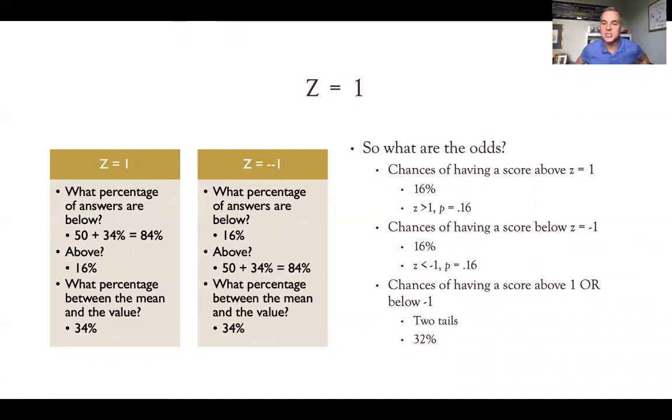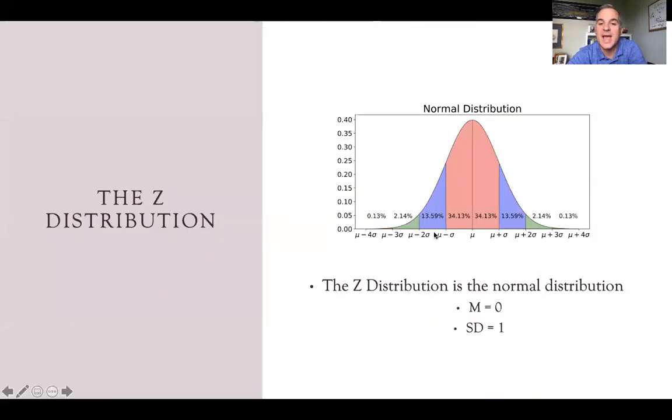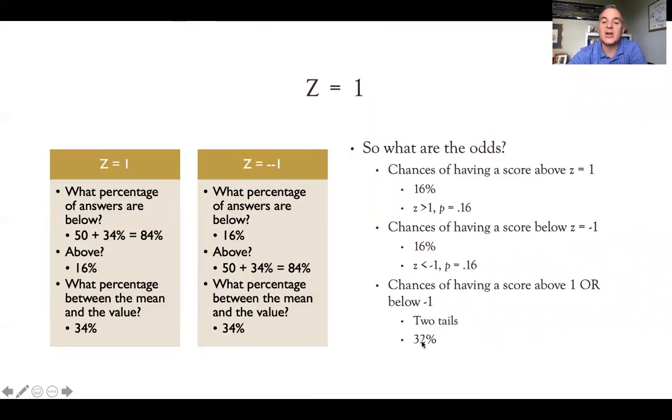And the chances of having a score above 1 or below -1? This describes a situation where we have two tails. So we're looking at above 1 or below -1, so either in this tail or in this tail. And the chances there is 32%, because I have a 16% chance of being in the higher tail and a 16% chance of being in the lower tail. So the chances of having a score outside the range of Z equals -1 to Z equals 1, this is a two-tailed question, and that's a 32% chance.